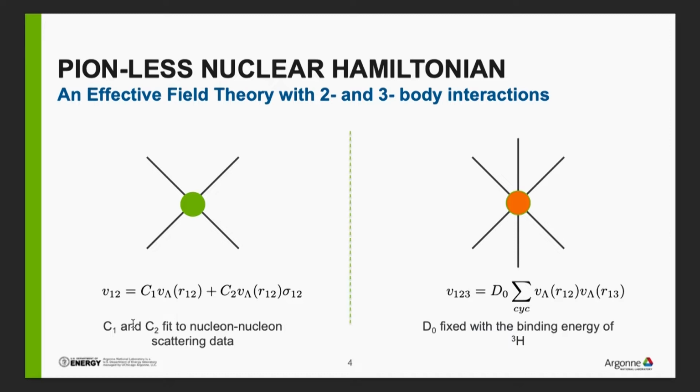And on the right-hand side, this D term, well, that's based on the binding energy of tritium, hydrogen with an extra neutron. That's a three-particle nucleus. We know what its binding energy is. That's its ground state. So we can measure those terms as well.